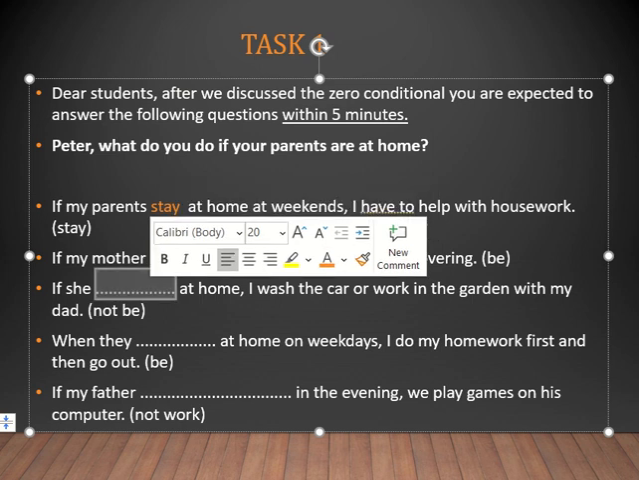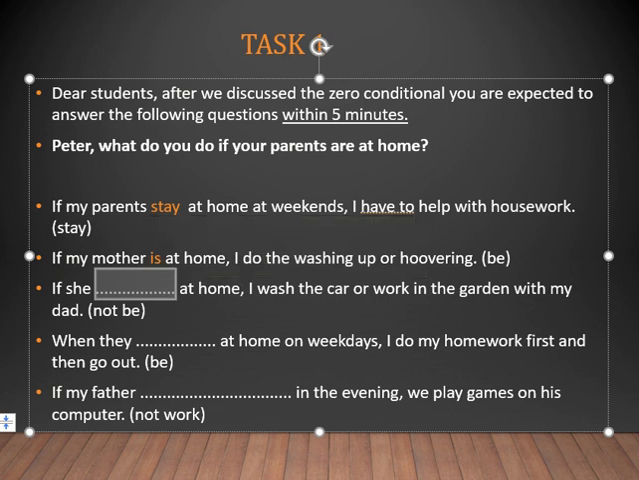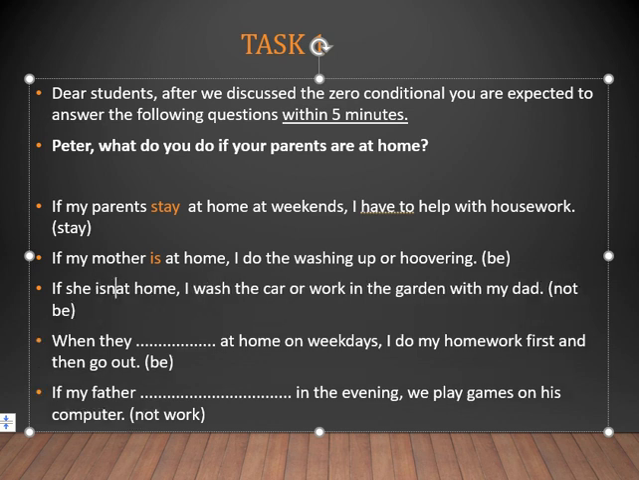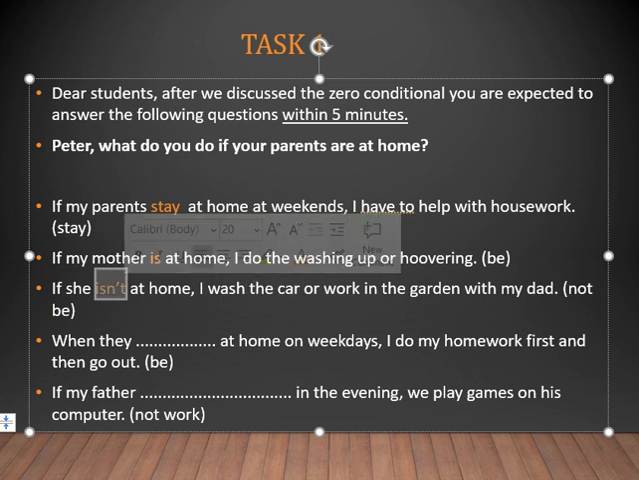Now let's go to the next point or next sentence. If she isn't at home, I wash the car or work in the garden with my dad. If she, between the brackets we have not be. Okay, again we have is or am, the simple present of be. So we have here negative form. If she is not, if she isn't, if she is not or isn't at home, I wash the car or work in the garden with my dad. So if she isn't here, because it is singular.